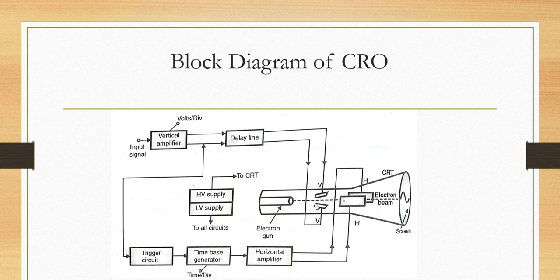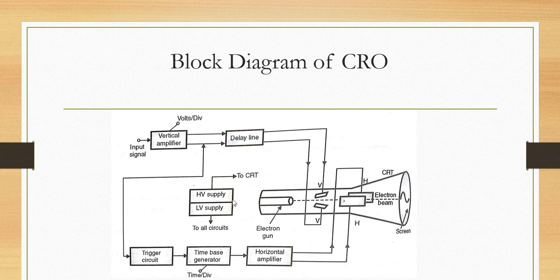Okay, so if you see, this is a delay line. This is related to this vertical amplifier. These vertical plates are nothing but a vertical deflection system. So this is the whole vertical deflection system. Similarly, this trigger, time-base generator, horizontal amplifier, and these horizontal plates are nothing but a part of the horizontal deflection system. So these are the two important systems: the vertical deflection system, all this, and all this is the horizontal deflection system. Okay, and there is a screen, there is an electron gun, and this is a CRT tube.